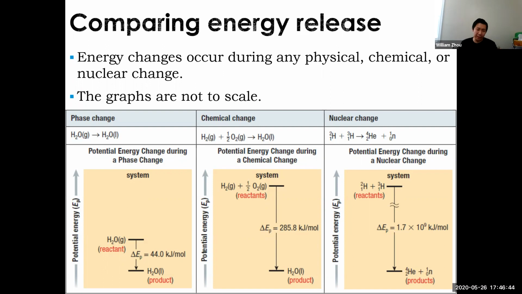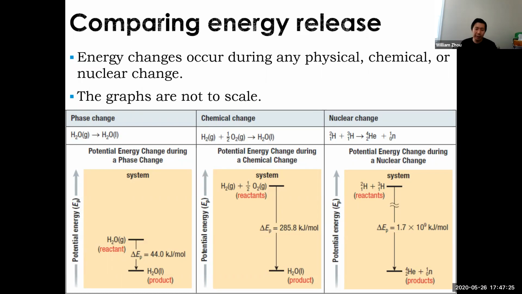There is a phase change, a physical change. Water vapor condenses into liquid water. Now that releases a tiny bit of energy, 44 kilojoules per mole. That is quite small for 1 mole of water, just 44 kilojoules. You don't really do much with that. A chemical change involves a chemical reaction. For example, if you burn hydrogen with oxygen, you will produce water. And for every 1 mole of that, you have 285.8 kilojoules of energy, which is a lot higher than 44. So a chemical change will produce more energy than a physical change.